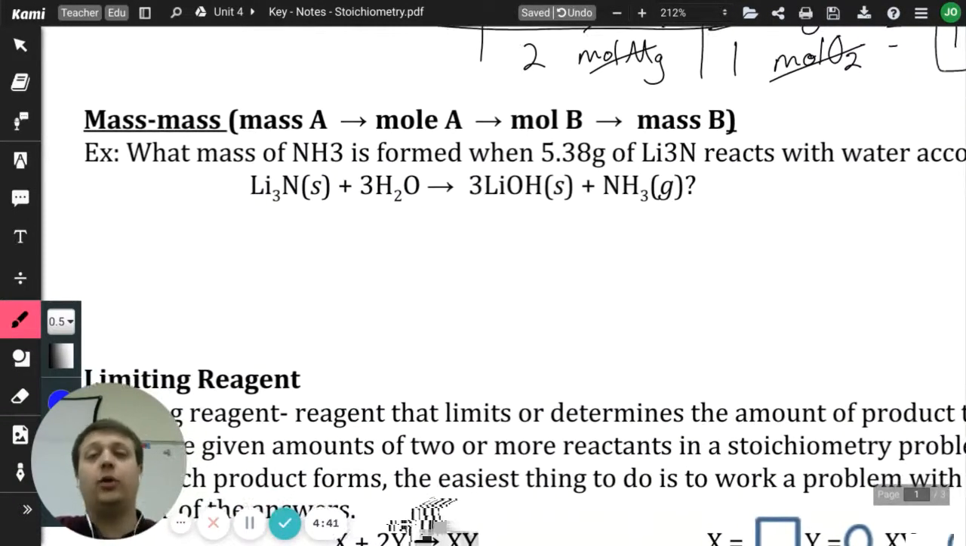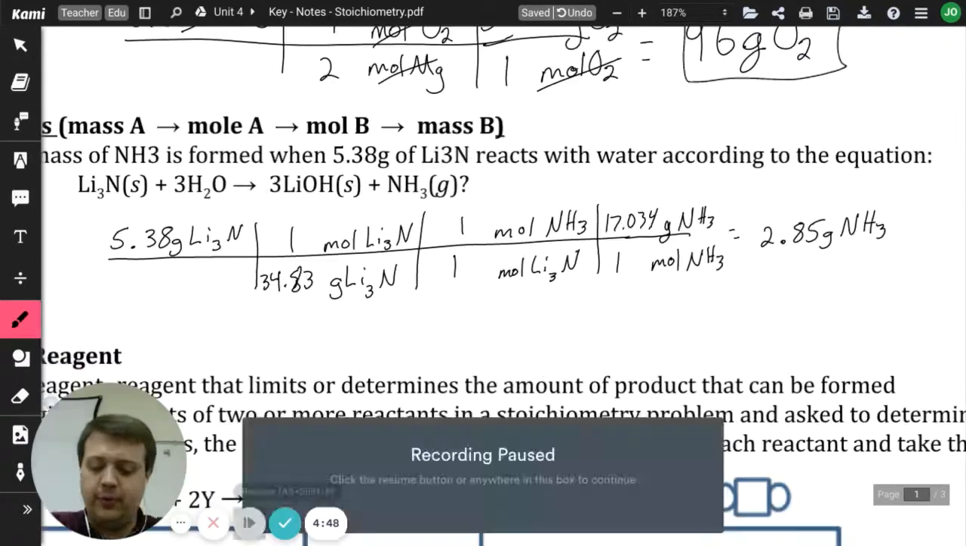Based off of what we just saw, I want y'all to solve this one. Pause your video, solve this one, and then we'll quickly go over it.